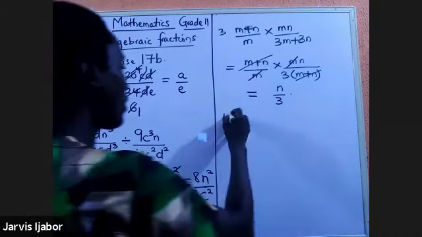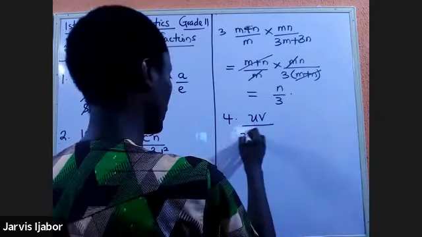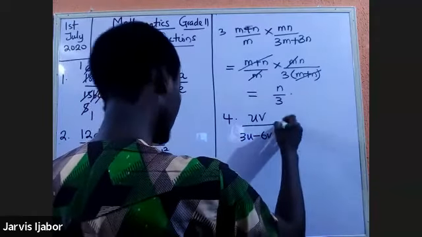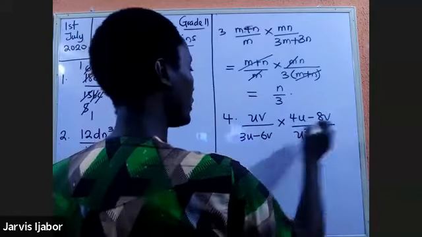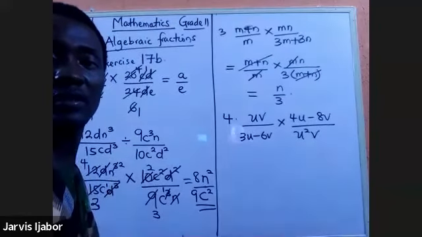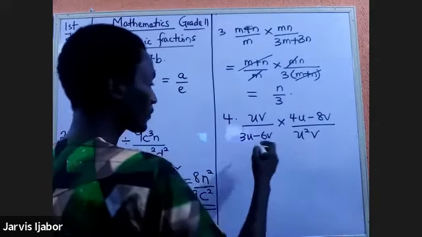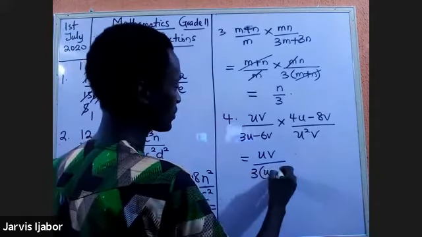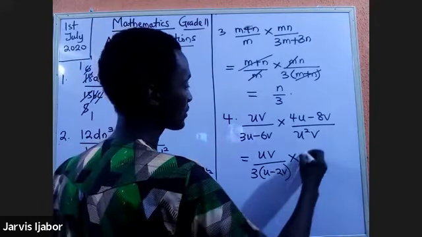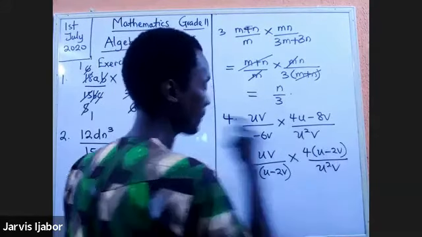In question 4, you have uv over 3u minus 6v times 4u minus 8v divided by u squared v. So how do you go about solving this? Quite simple again. This will be equal to uv over 3 into u minus 2v times 4 into u minus 2v divided by u squared v.